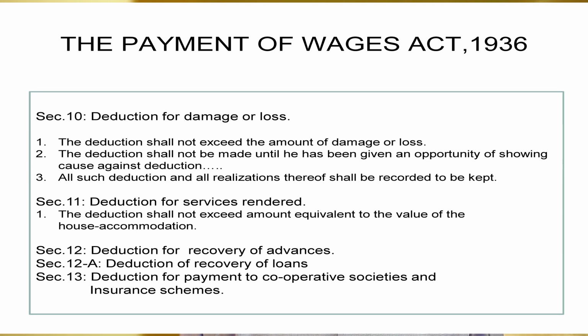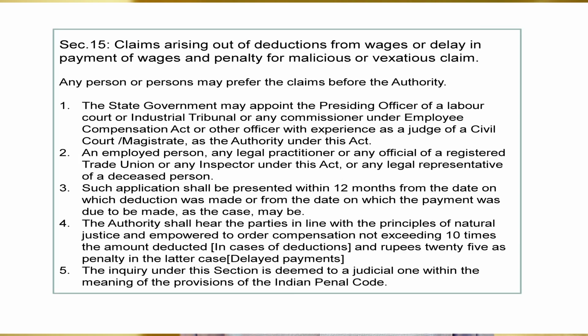Now Section 15 authorizes any person who prefers, for instance, if a person says he has not been paid the salary, he has not been paid the wages of the day, or unauthorized deductions are made, or he was paid less, he can make the claim to the authority, and the state government may appoint the presiding officer of a labor court to hear this case. Look at this. So it is a very serious matter. It means that he can approach the presiding officer of a labor court or a tribunal or any commissioner under the Employee Compensation Act, who is the authority under the Act.